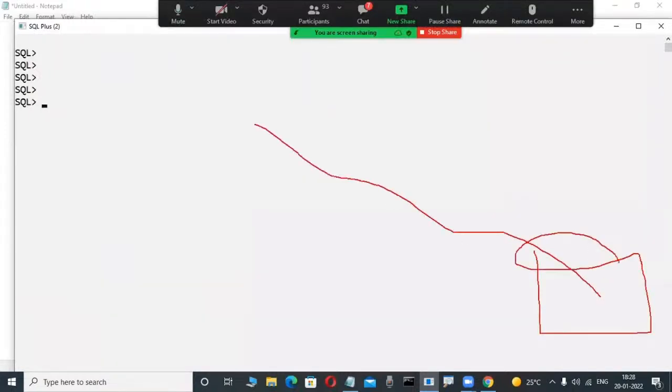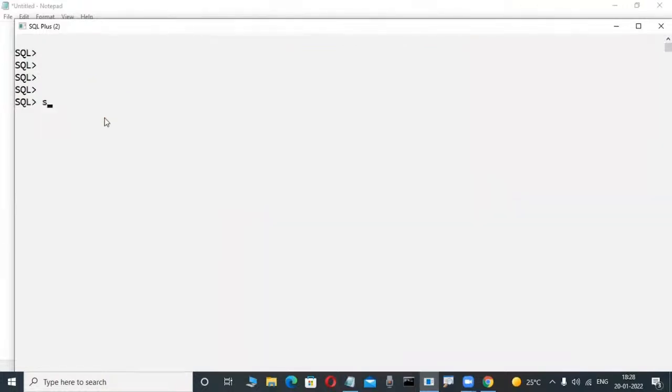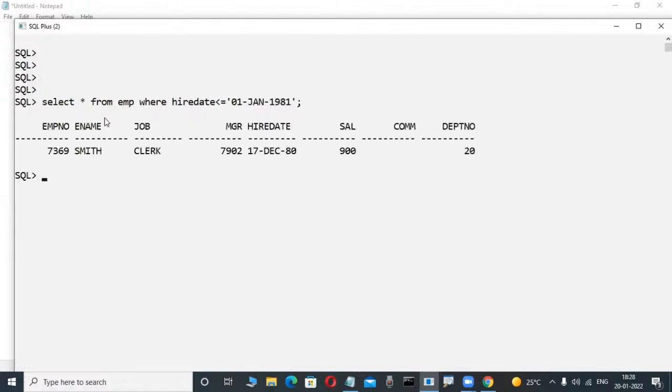How do we fetch this data? We write queries. These are called queries. Observe here: select star from table name where hire date is less than or equal to 1st January 1981, like this. Just by writing the query, the data is displayed automatically.